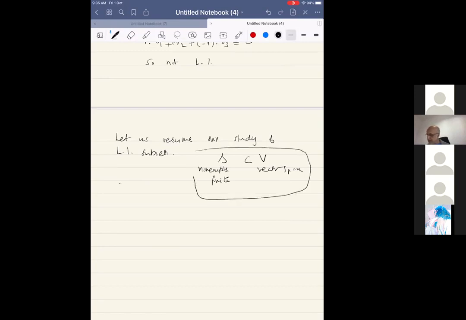I'm going to state two theorems. The second will be a slight strengthening of the first. So, theorem: if S generates V, i.e. span of S is V, there exists S prime contained in S, which is linearly independent, such that S prime generates V.